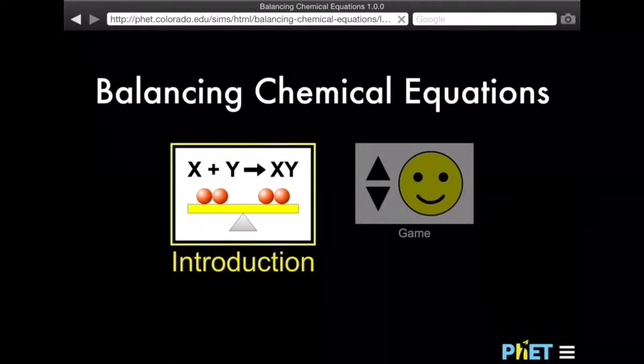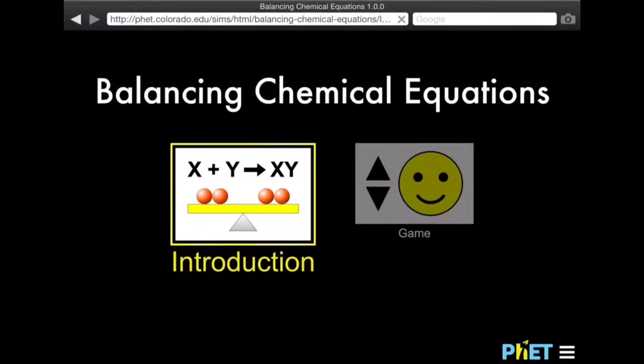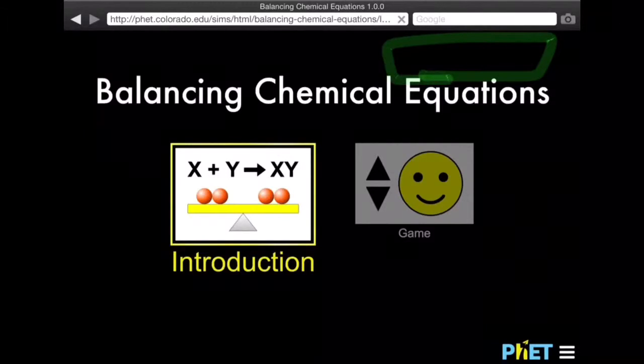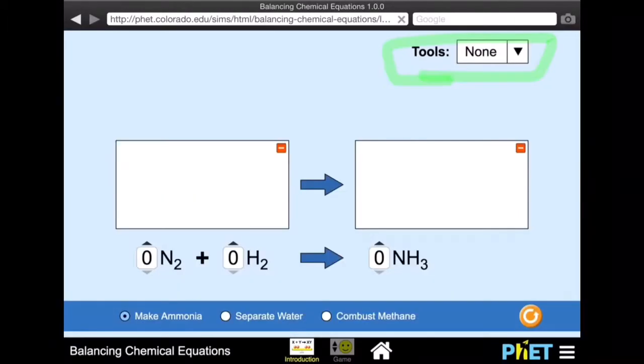All right, there are 3 different scenarios we can walk through here, okay? We want to prepare each scenario properly, however. So what I want you to do is find the Tools menu in the upper right-hand corner. Okay, so right here. And I want you to go ahead and select the balance.